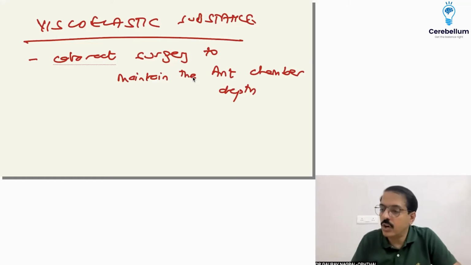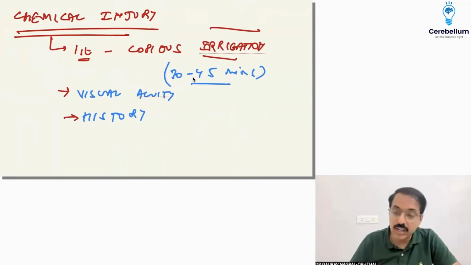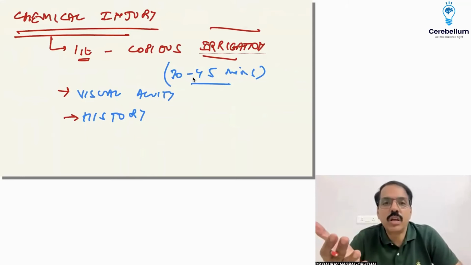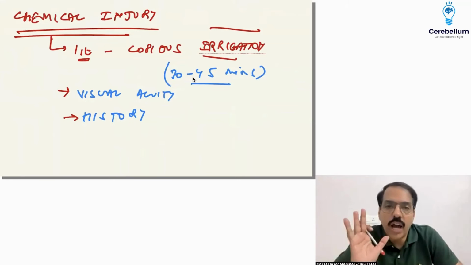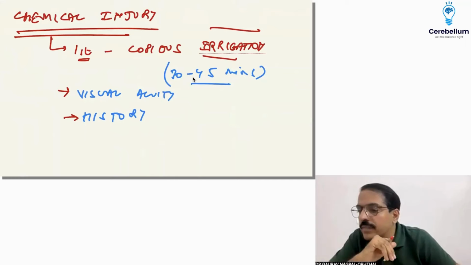Is taking history also an option? I've written here taking history, but it is not important. As you start irrigation, you can simultaneously take history. Whatever the chemical, washing has to be done. So ideally, do not waste time asking the patient. Just start washing and then simultaneously take history.